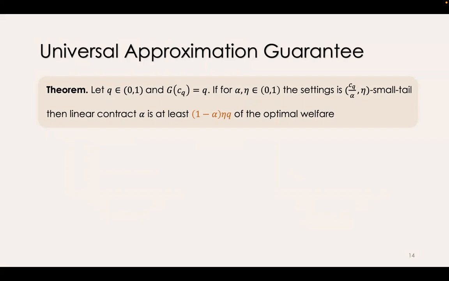And the main takeaway from this result is that in order to guarantee a constant factor approximation of linear contracts, it is sufficient to assume that the welfare is not concentrated on a single type, meaning it is sufficient to guarantee that the distribution is not point mass-like.